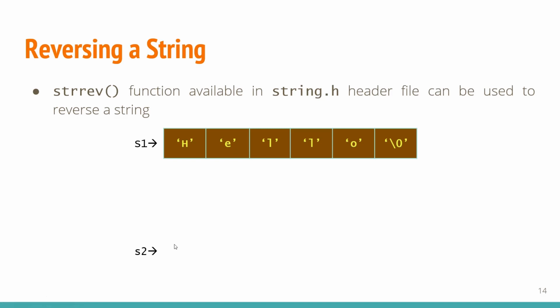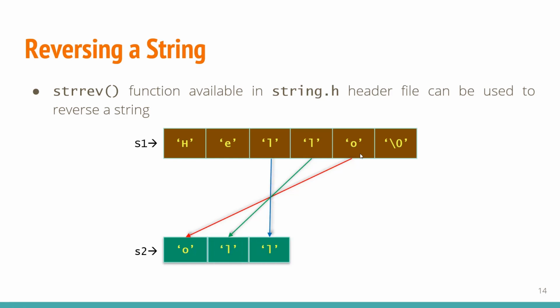So I have two strings s1 and s2. I should copy the last but one character, which is O, and call it the first element of s2. Similarly, copy L and store it as the second element of s2. Again, copy L, store it as the third element of s2. Copy E, store it as the fourth element of s2. And copy H and store it as the last element of s2.